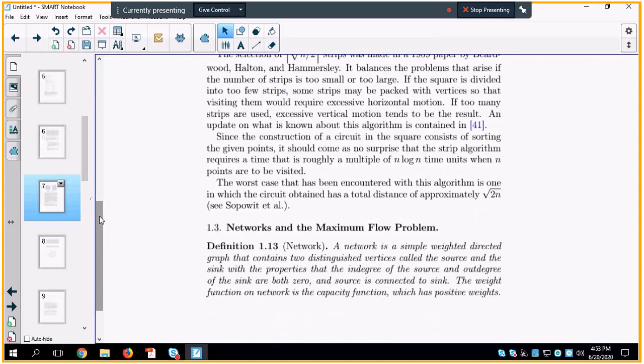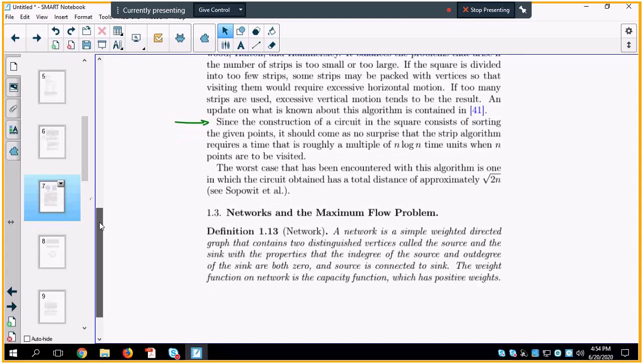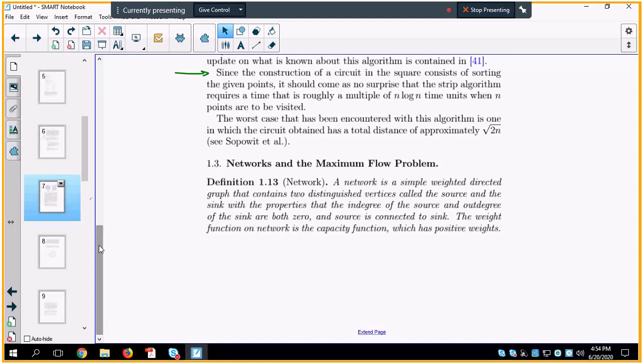It also comments that since the construction of a circuit consists of sorting the given points, it should come as no surprise that the strip algorithm requires a time that is roughly a multiple of n log n when n points are to be visited. And in the worst case that has been encountered with this algorithm, the circuit was obtained in square root of 2n steps. Okay, so that's about the traveling salesman problem.